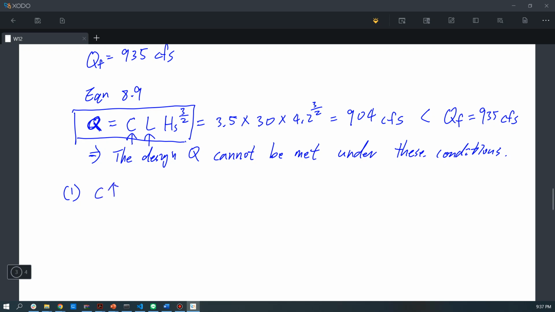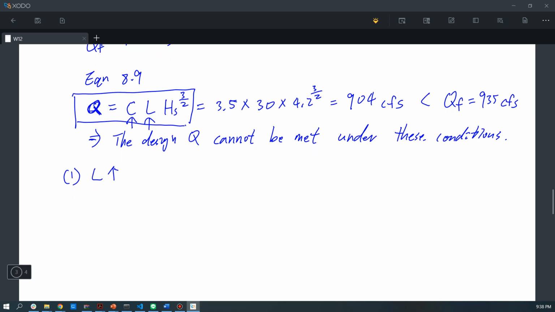So we want to test if we can increase the width. Now we want to design a width that can accommodate the flood flow, which is equal to 935, and the other is just remain the same, but now we want to calculate this L prime. So by this equation, we can calculate that the width will have to be 31 feet.